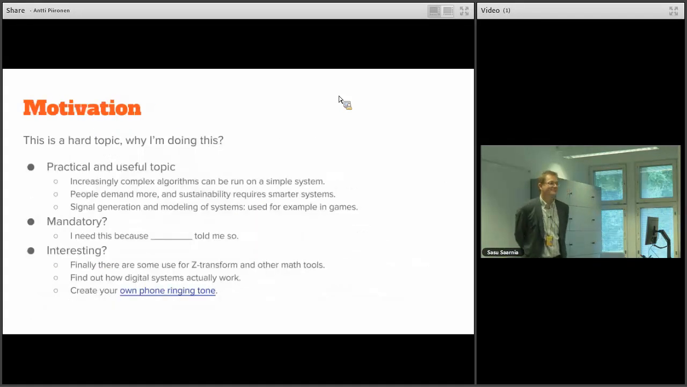Motivation. How motivated are you? Digital signal processing. It's a hard topic. I know it. I have paid my price on this hard topic. But it's also a practical and useful topic for ICT students. This should be on every single curriculum, but on the other hand, there are so many other things that should be on every ICT student's curriculum. So I would say this is one of the nice ways that you can specialize in something.